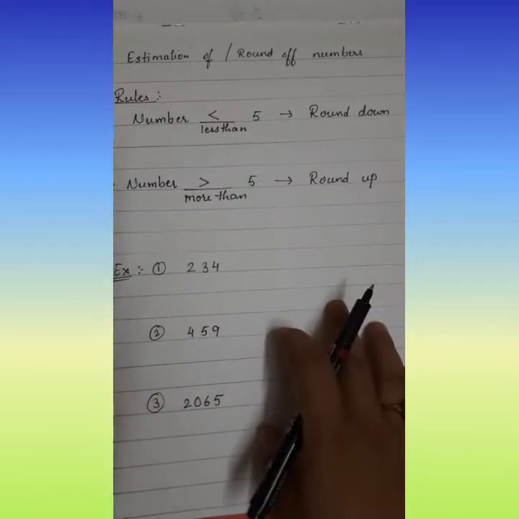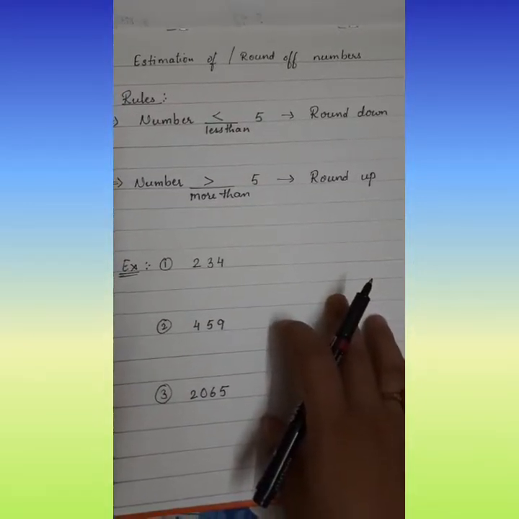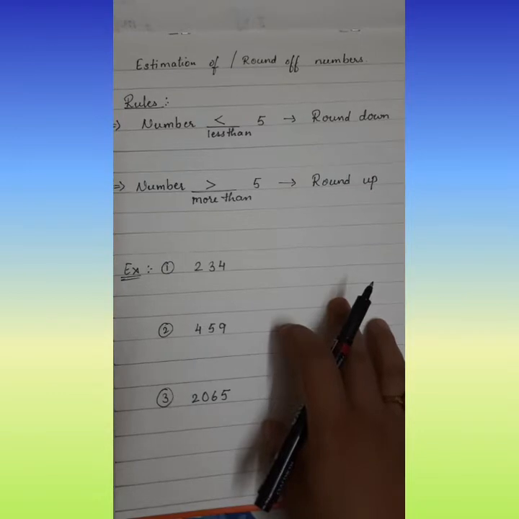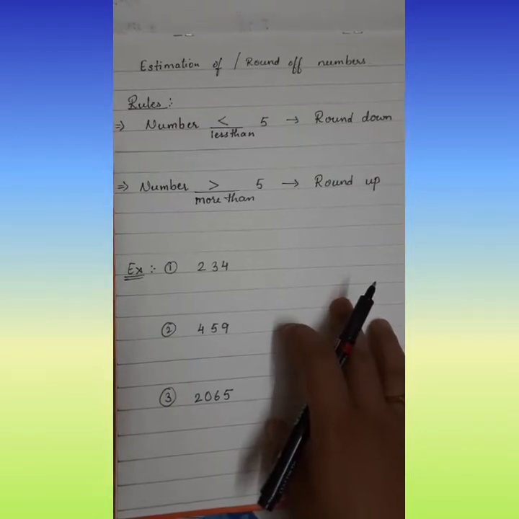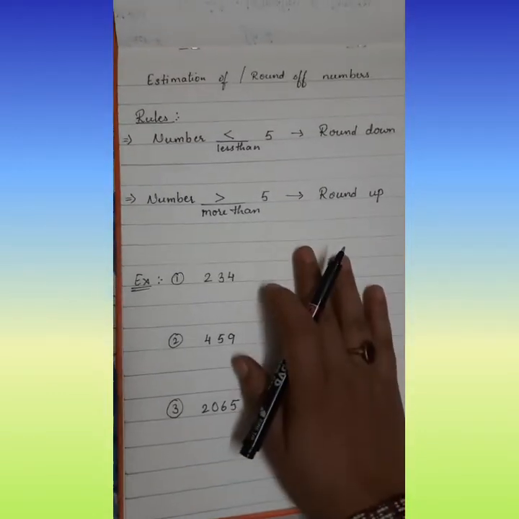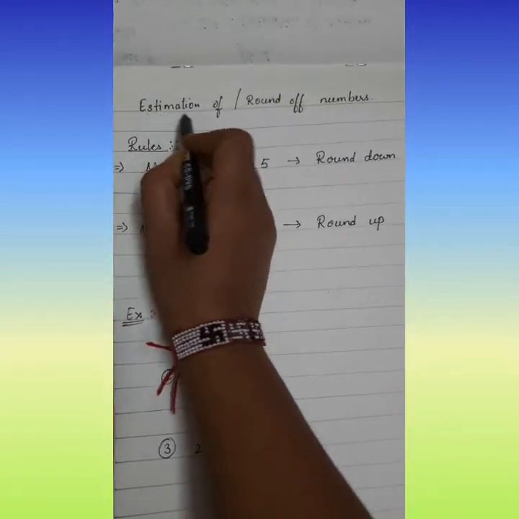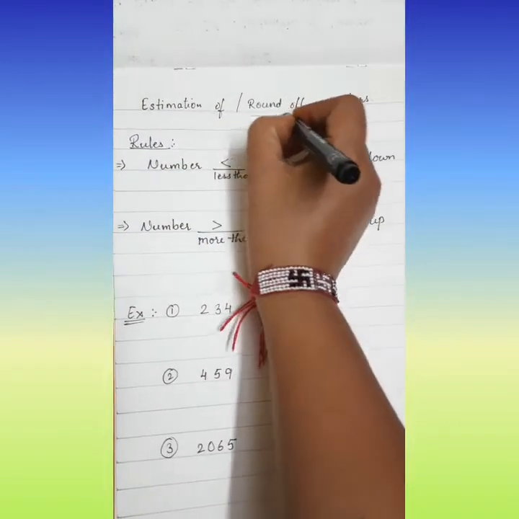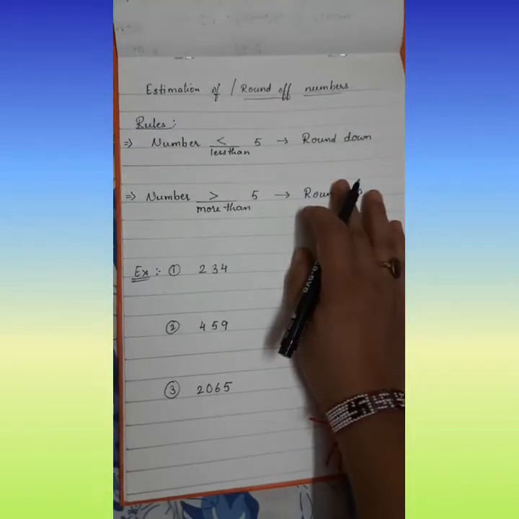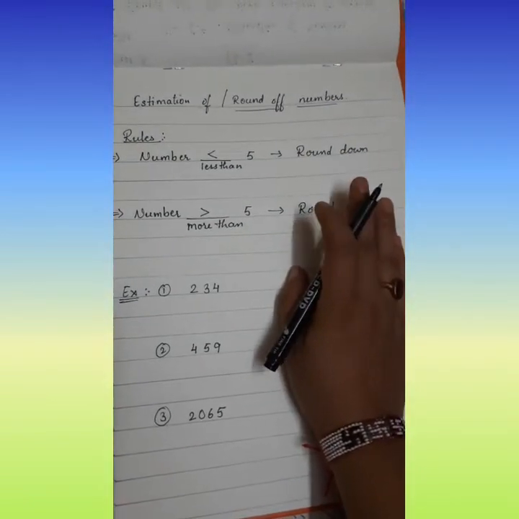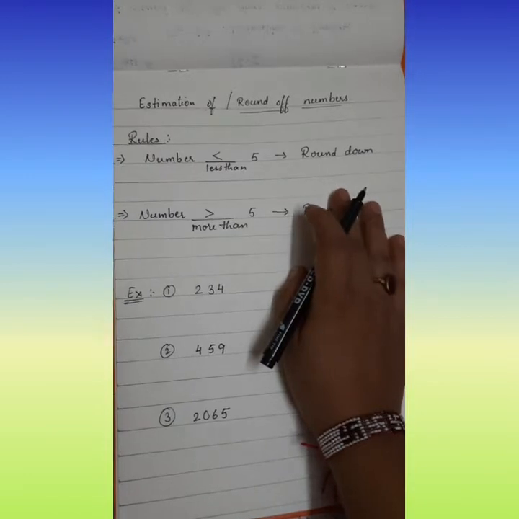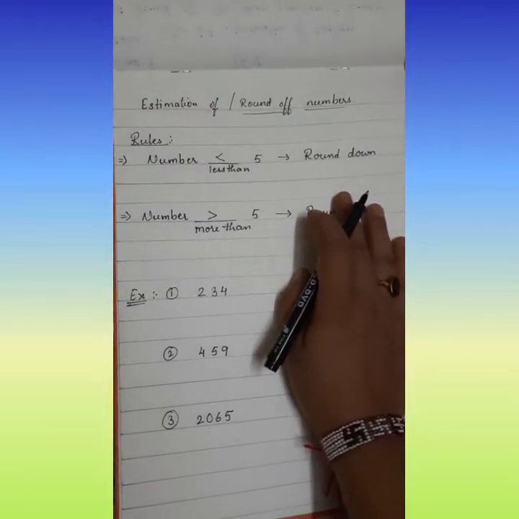Good morning, children. We have reached the last part of this chapter, the last exercise, and in that exercise we have to see the estimation of numbers, or rounding off the numbers. Before starting, we should know how to estimate or round off the numbers. So, let's see the rules.